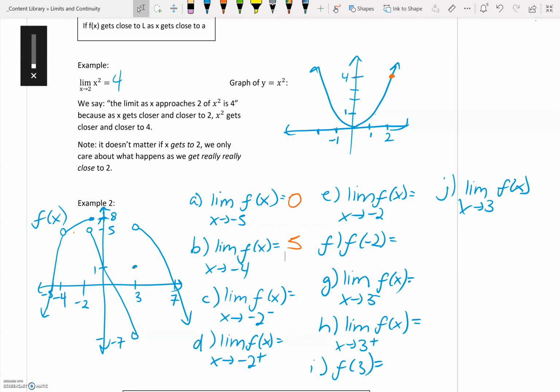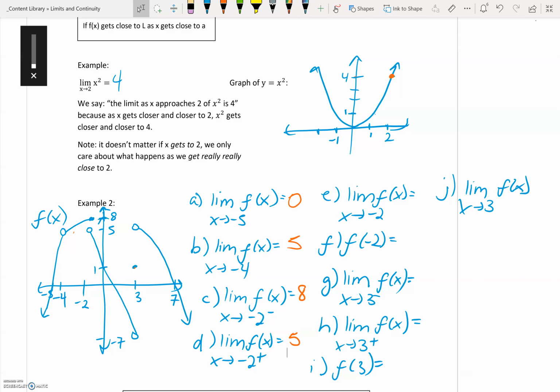The next one, the limit of f of x as x approaches -2 from the left-hand side. This negative means we're going to approach it from the left-hand side, and this positive means we're going to approach it from the right-hand side. So from the left-hand side, as I'm approaching x equals -2, it looks like our y value will be 8. And then from the right-hand side, it's going to be different. If you just look at my cursor, it looks like it's going to approach 5.